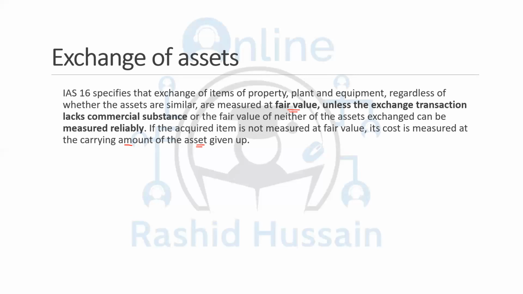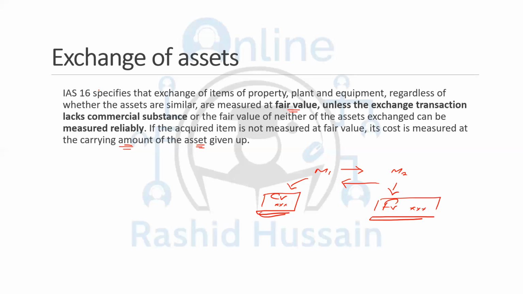I'm going to record that machinery at the carrying amount of the asset which is being given up in exchange. For example, I have machinery 1, I'm giving machinery 1 and getting machinery 2. So first of all, whatever the fair value of machinery 2 is, should be capitalized. But if it cannot be measured, then the last option is you take the carrying value of machinery 1 and similarly record machinery 2 at the same carrying value. This is known as the exchange of assets.